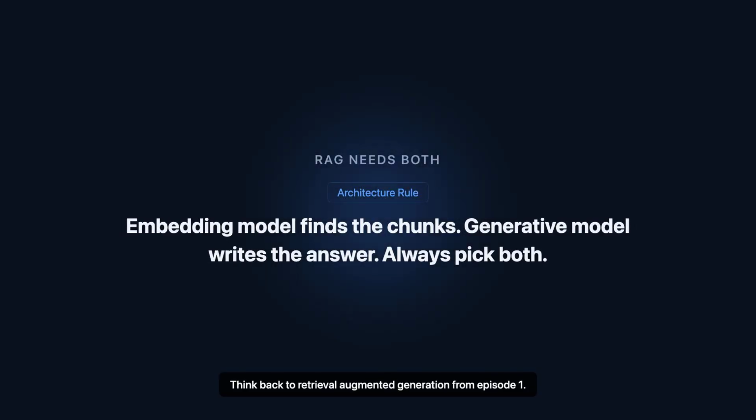Think back to retrieval augmented generation from episode 1. RAG is not one model, it's two roles. The embedding model finds the right chunks in your vector index. The generative model writes the answer from those chunks. You pick both, never one in place of the other. A scenario that mentions retrieval and answer generation in the same breath is asking you to name a model for each role.